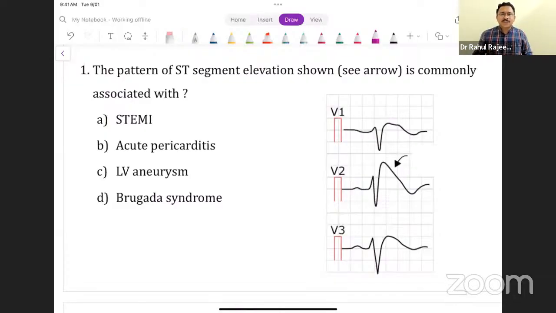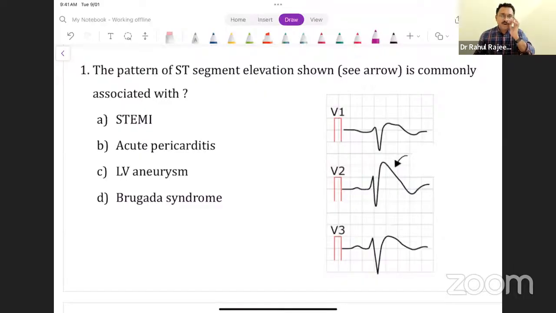This is almost a similar question asked for the INI November 2023 paper. The INI paper had a relatively longer stem, a clinical scenario-based question, but here I have just put it into a factual question mostly. The pattern of ST segment elevation shown in the arrow is commonly associated with: ST segment elevation myocardial infarction, acute pericarditis, left ventricular aneurysm, or Brugada syndrome?